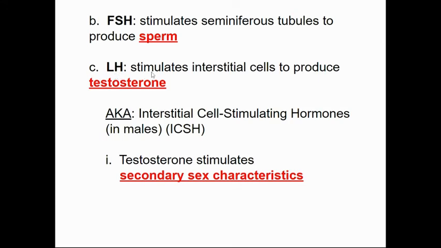Luteinizing hormone targets those interstitial cells and causes them to produce testosterone, but we often don't call it luteinizing hormone in the male. We call it interstitial cell stimulating hormone, ICSH. Same thing, different name. And then what does testosterone do once it's made? It goes on and then triggers secondary sex characteristics.